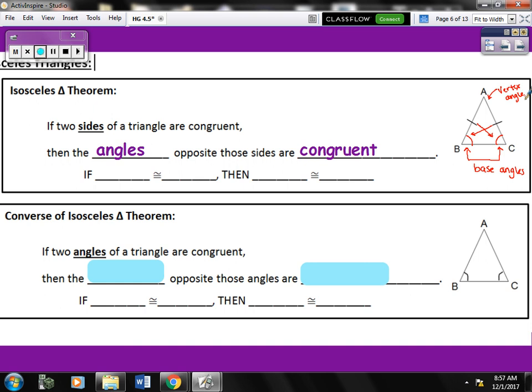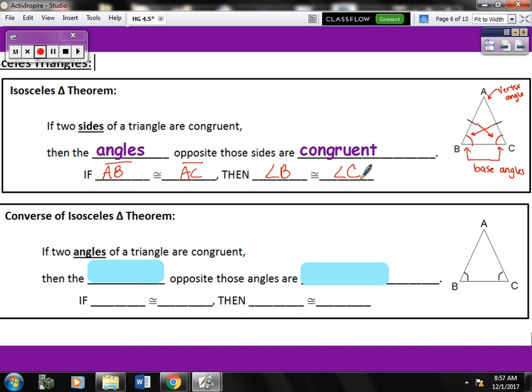So our little if-then statement would say, if segment AB is congruent to segment AC, then we know angle B has to be congruent to angle C. And I did introduce this concept to you when we learned isosceles triangles. We were doing some of those puzzle problems so that you would be able to do them. So this is the formal proof.